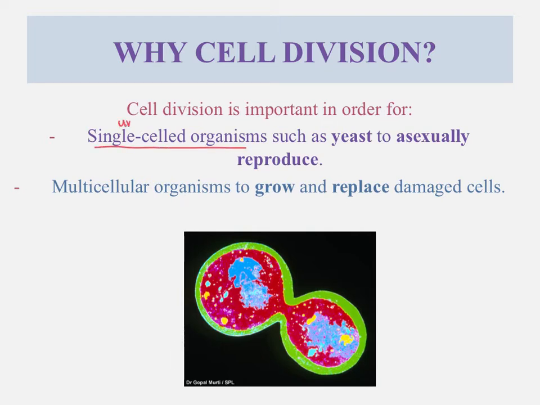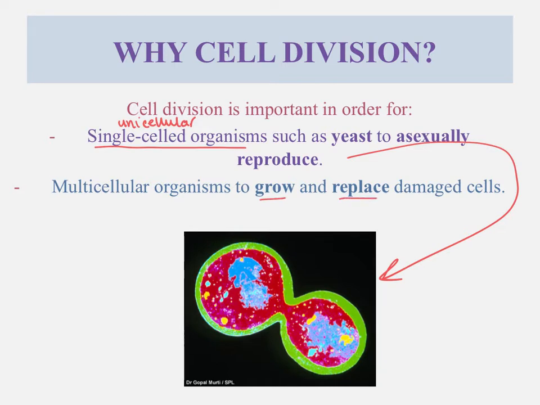But cell division, aside from death, is really, really important for single-celled organisms. Remember, we can say single-celled as unicellular, and this is things like yeast, and they just asexually reproduce by dividing like you see in the picture. For us, the big multicellular organisms, the more complex things, plants, animals, humans, this cell division process enables growth and replacement or repair of damaged cells.